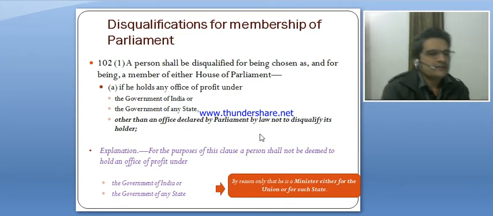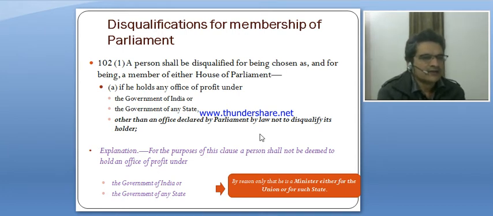So other than those offices which have been already declared by parliament by law, as I initially mentioned, under that law the offices are declared which are not offices of profit. Other than those offices, if a person happens to hold any office of profit, and he is a member of parliament, then he is subject to disqualification.